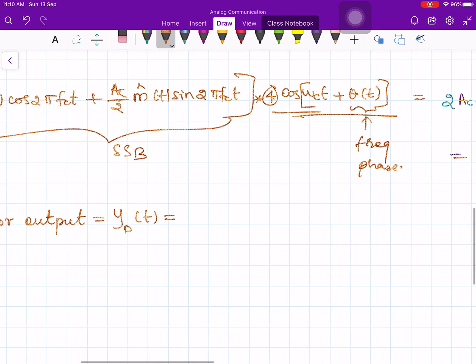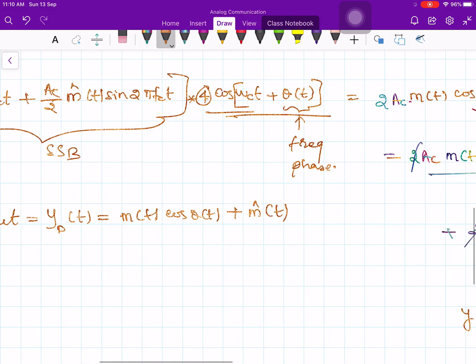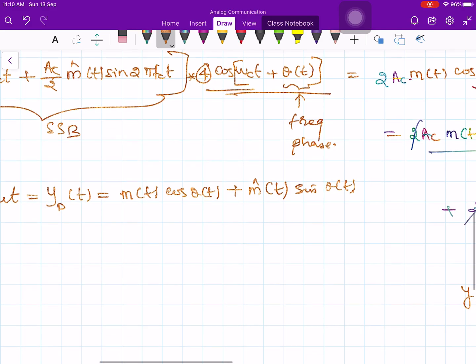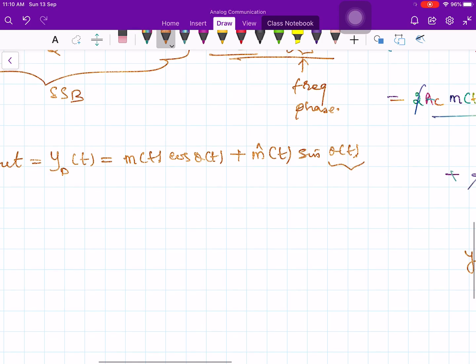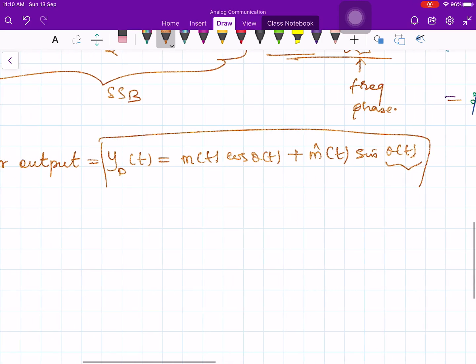Therefore Yd of t is equal to, let me take AC equal to 1, m of t times cos of theta t plus m cap of t sin theta of t. Both the frequency offset and the phase offset will be captured by this theta of t. After low pass filtering you will get this expression.